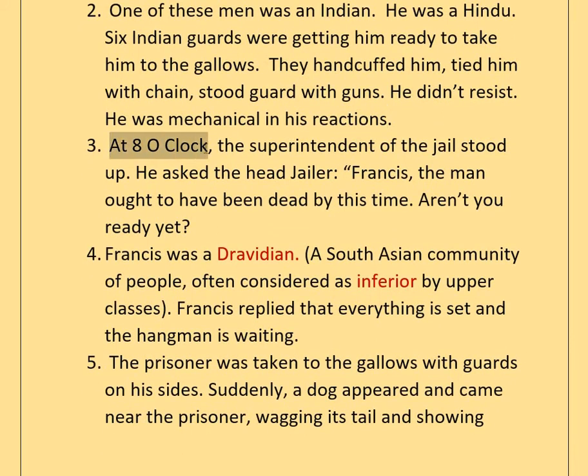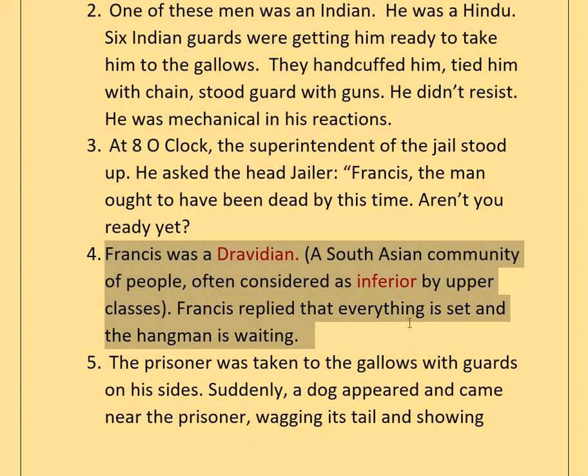At 8 o'clock, the superintendent of the jail stood up. He asked the head jailer, Francis, the man ought to have been dead by this time. Aren't you ready yet? Fourth para. Francis was a Dravidian. Dravidian means a South Asian community of people often considered as inferior by the upper classes. Francis replied that everything is set and the hangman is waiting.